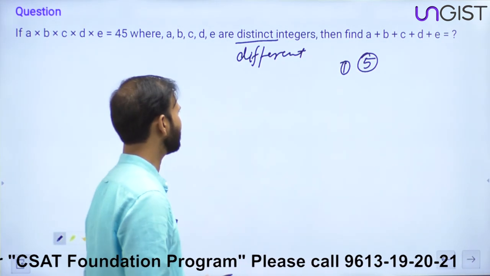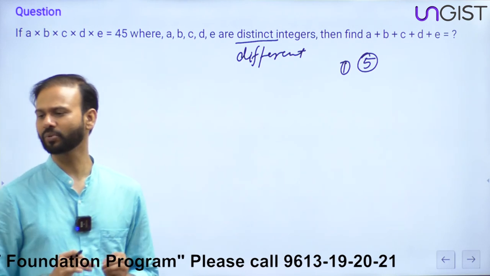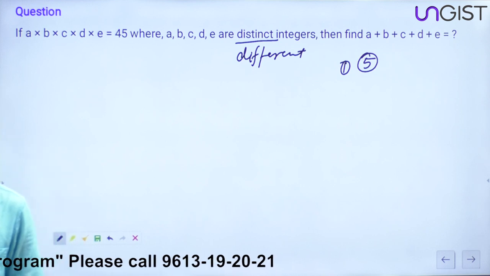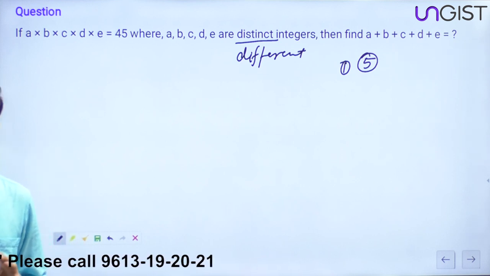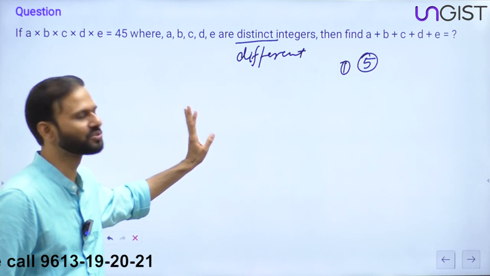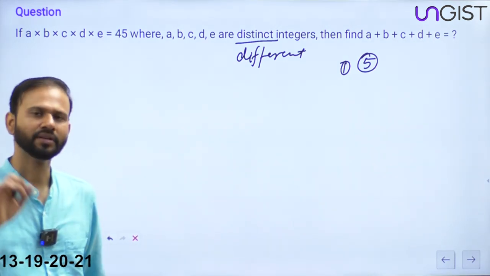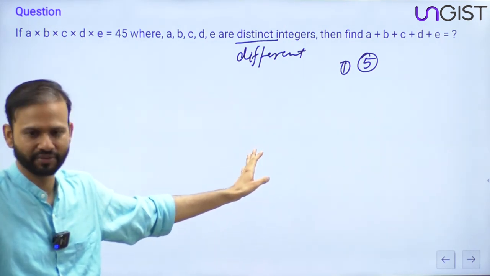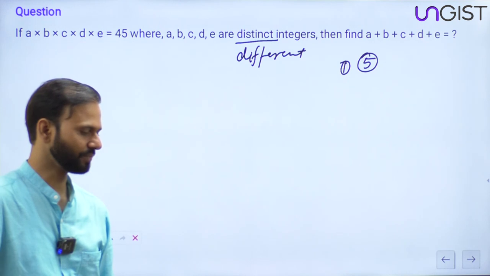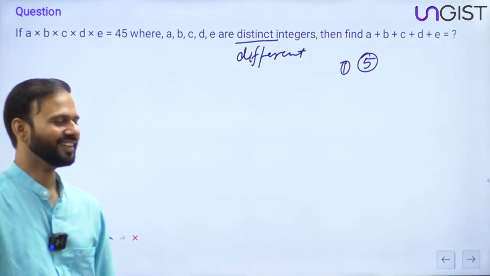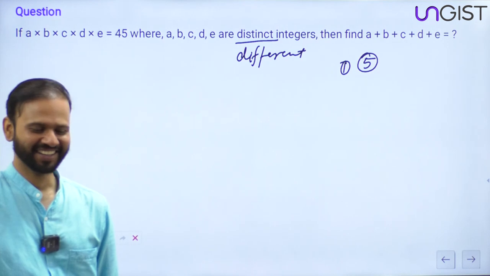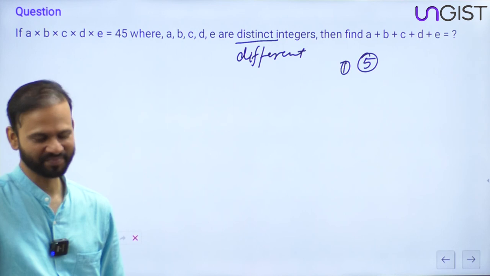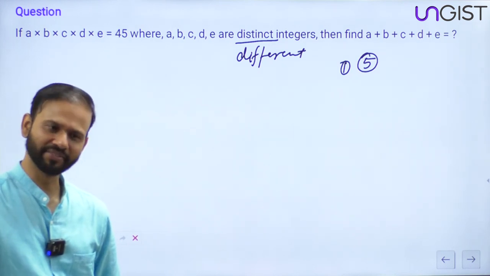Okay. Guys, please try. This is a very simple question. It's a very simple question based upon the property of integers. In fact, whatever we have studied so far, this question is based on that only. Five. Okay. Shall we discuss, everyone?